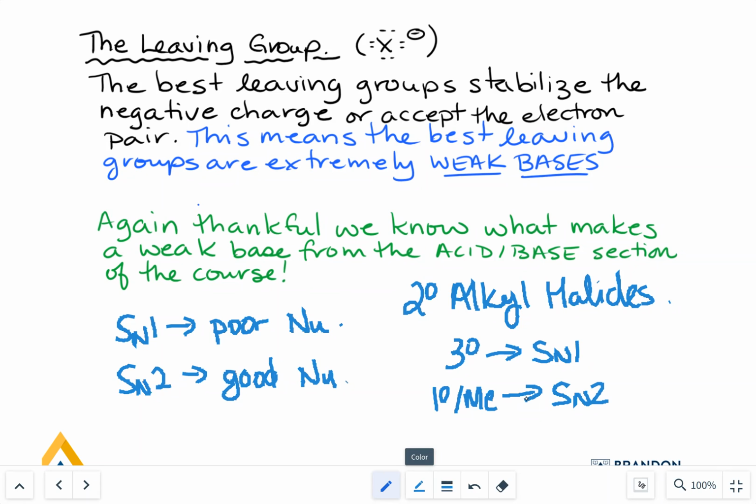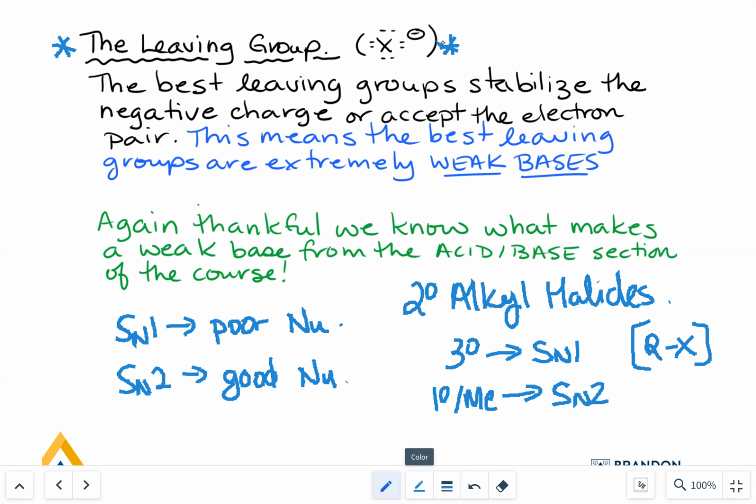Okay, now the next thing we're going to talk about is the leaving group. It turns out the leaving group is important in both reactions, because the leaving group is attached to RX, right? So RX is involved in both rate equations. It's involved for the SN1 and for the SN2. But we're going to talk about the leaving group because we want to see what makes a good leaving group and what makes a poor leaving group.